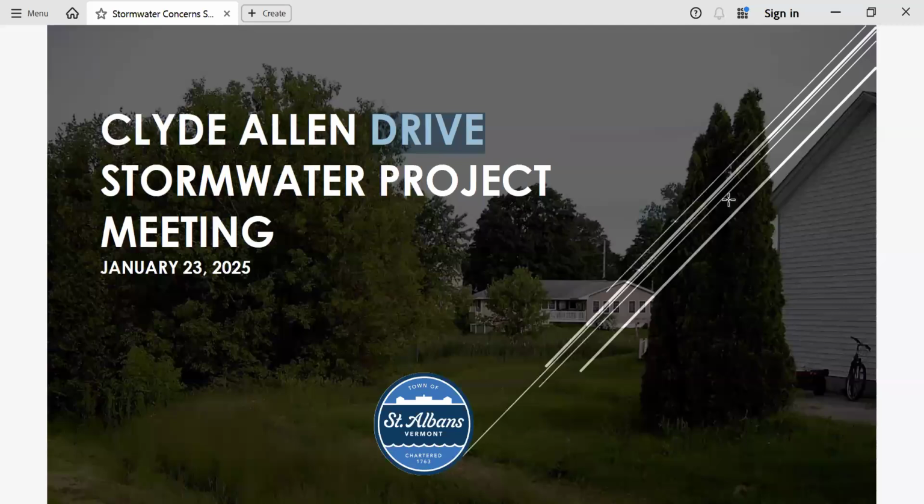Washington to talk about stormwater and this Clyde Allen Drive project. So we got some things I want to talk about with everybody, just so you have an understanding of why we have to do this, where we're going to do this. And I know that the thing that everybody's concerned about is what it's going to cost and how are we going to pay for this. So I got some good news, but we'll get to there shortly.